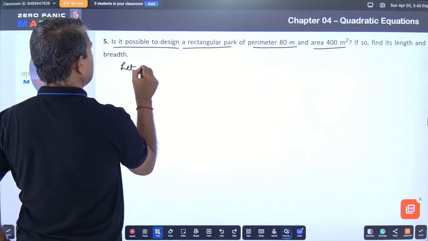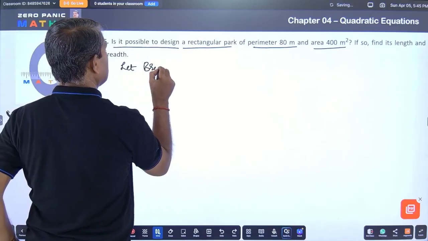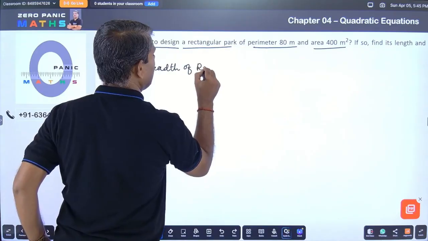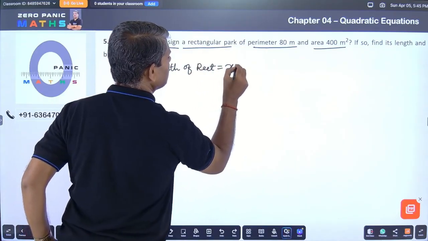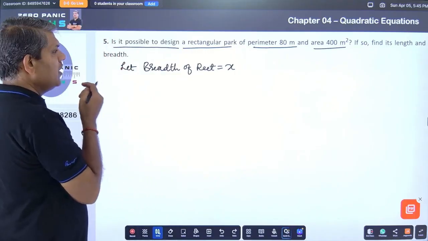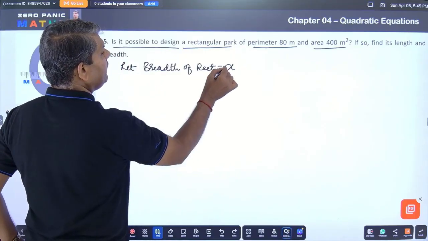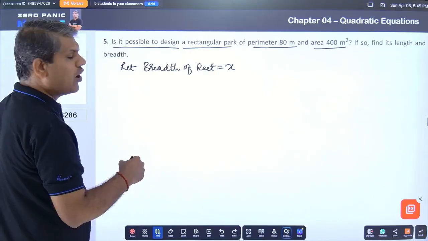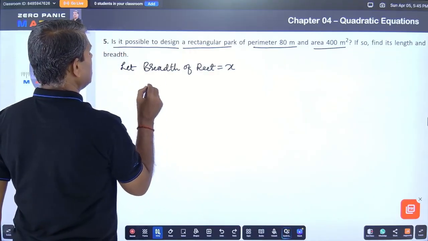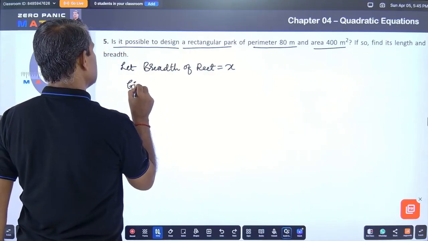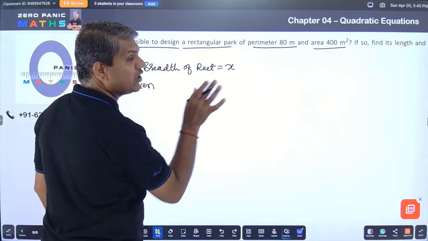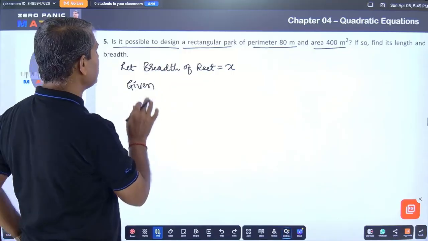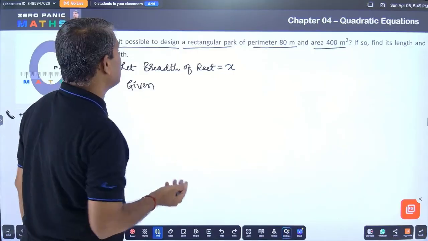Let me consider breadth of the rectangle as x. So if it is x, then what will be the length of the rectangle? Considering breadth as x, I cannot directly write the length. That's why I'm giving you a more detailed explanation of that.